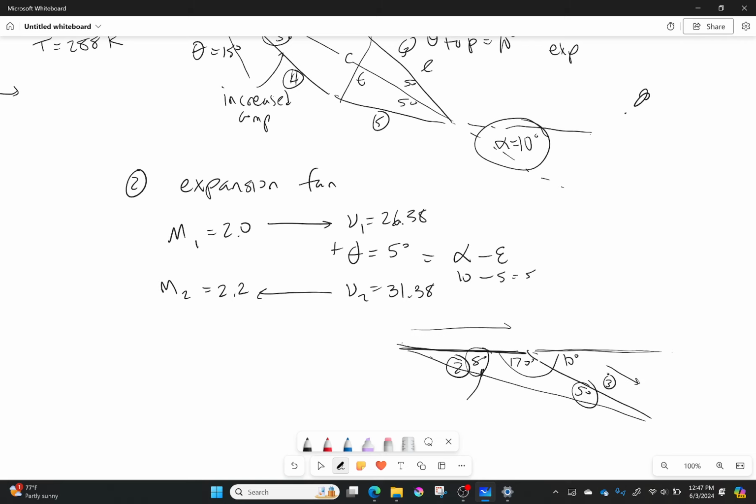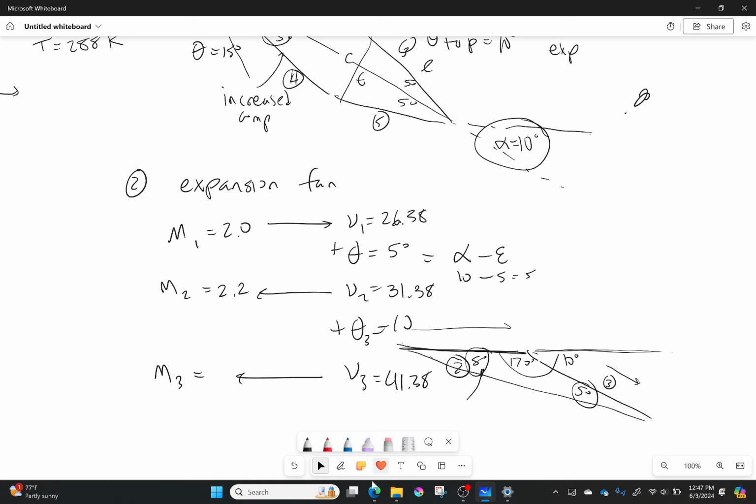This is section 3 right here. And so I'm going to have theta 2, or I'll call this theta 3. I don't know, there's a lot of ways we can name these things. That's equal to 10 degrees, which means that V3 is going to be equal to 41.38. And so from that, I can get my final Mach number on the top, okay? On the top.